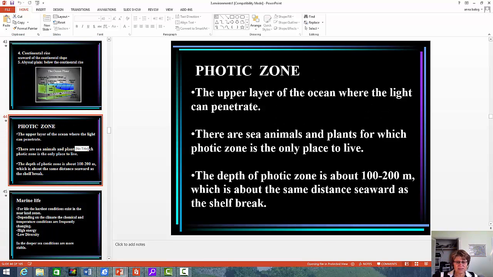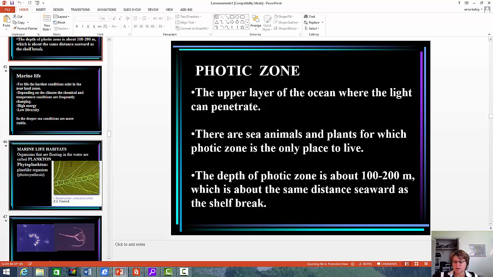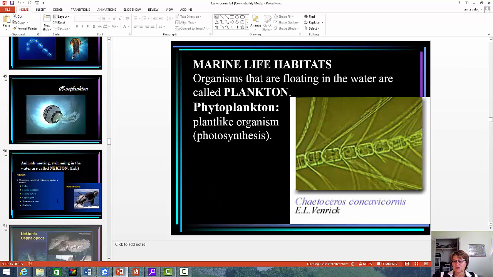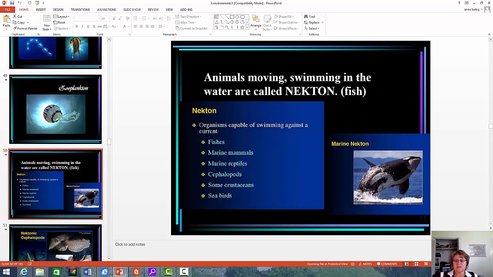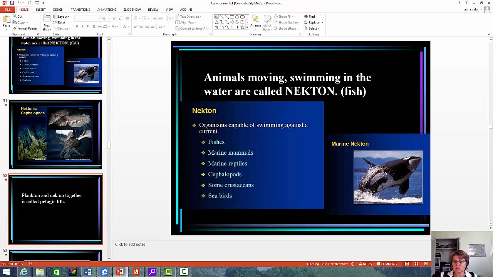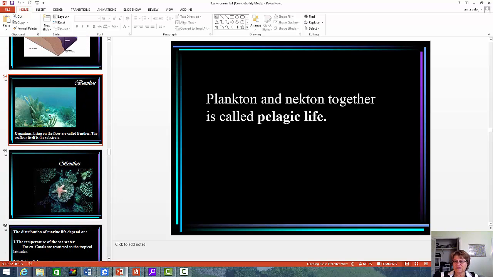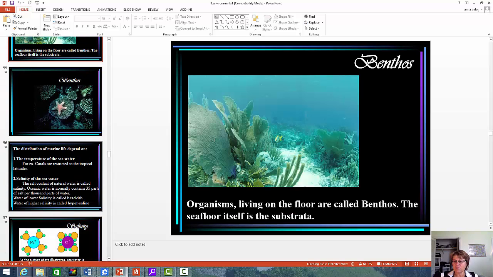What is the photic zone? Important. The plankton, of course. And then the nekton. You should know what is the nekton and what is benthos. Plankton and nekton together is pelagic life. I might ask you questions. I asked it before. And here is the benthos. So these are kind of important.